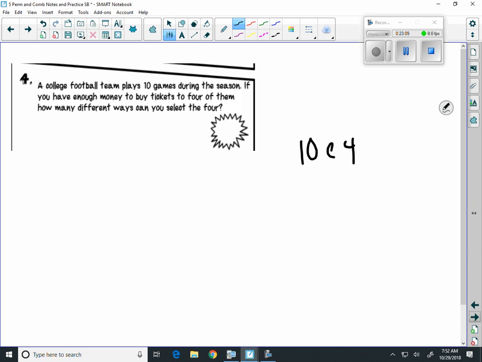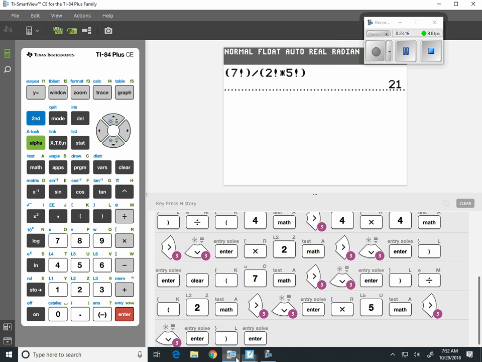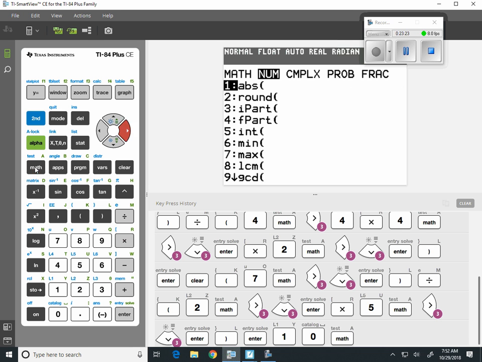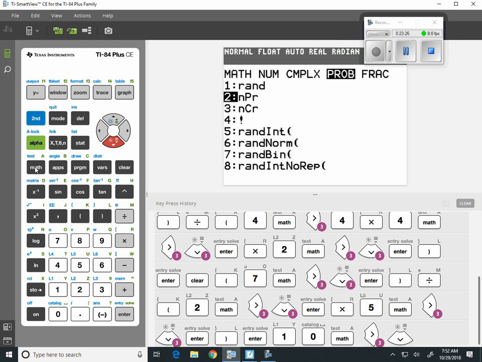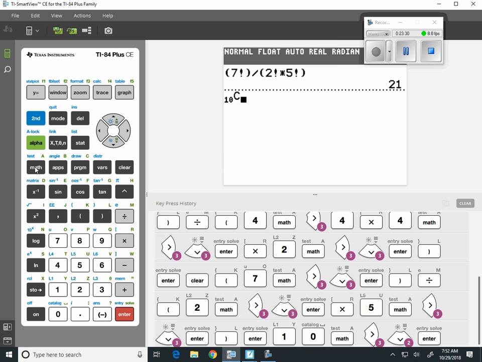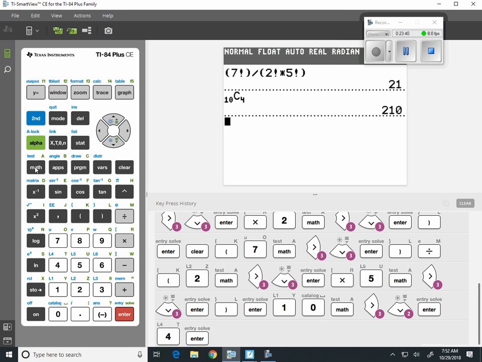Okay, I'm going to show you a quick way using a calculator. You're going to press 10, because that's your starting number. Math, probability, and we're doing combinations, so number 3. Press enter, and then you can enter your other number. What was it, 4? 4, enter, it'll give you 210.